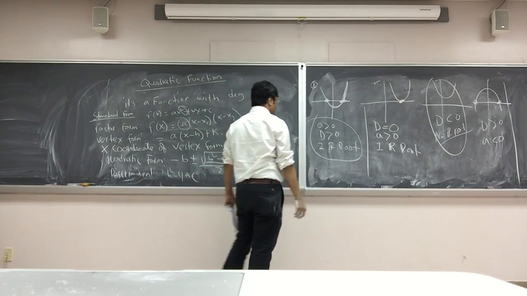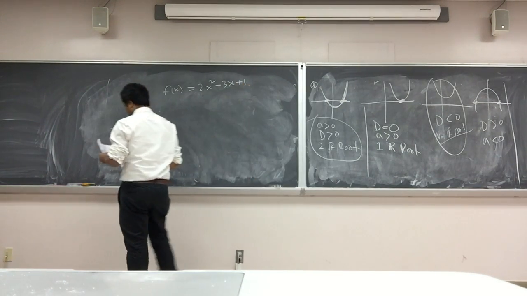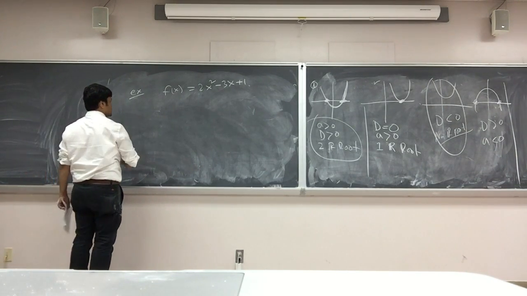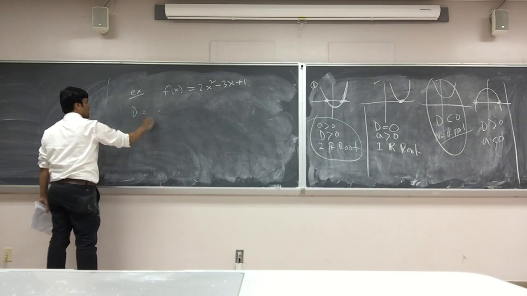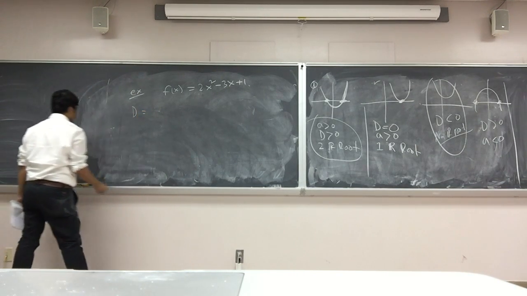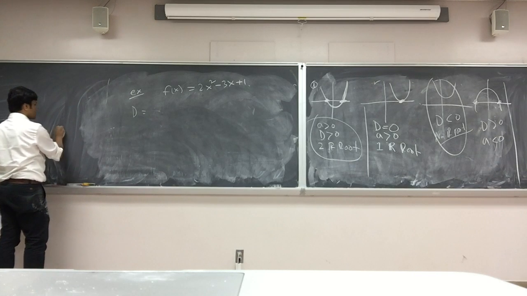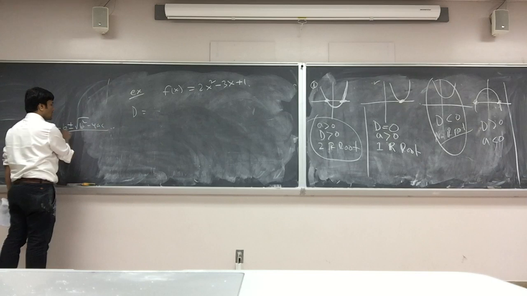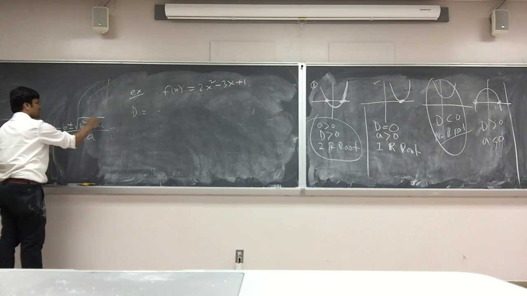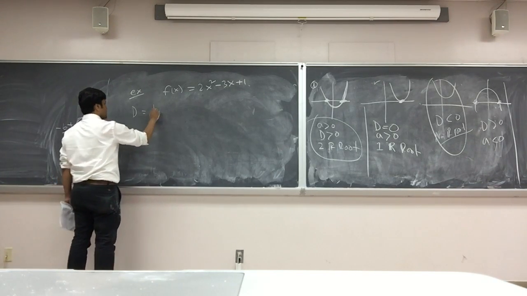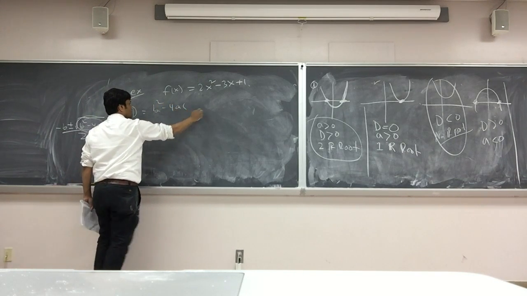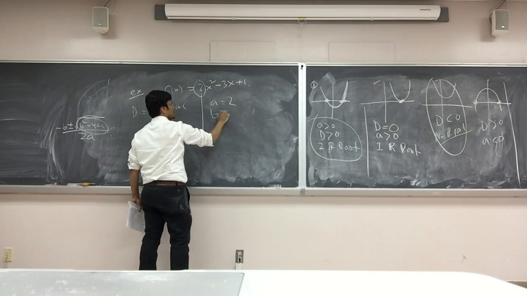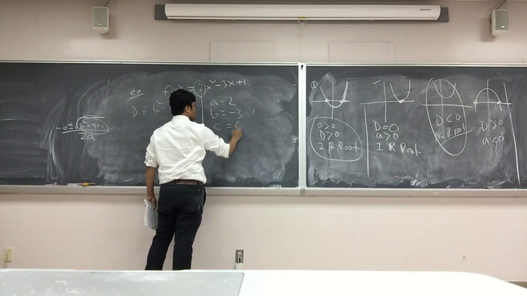So let's explore some examples. Alright. So let's find the discriminant. As you remember, the discriminant comes from the quadratic formula. The quadratic formula is negative b plus minus square root of b squared minus 4ac, over 2a. So the discriminant is this guy, b squared minus 4ac. Now let's list what is a. a is 2, b is negative 3, and c is 1.